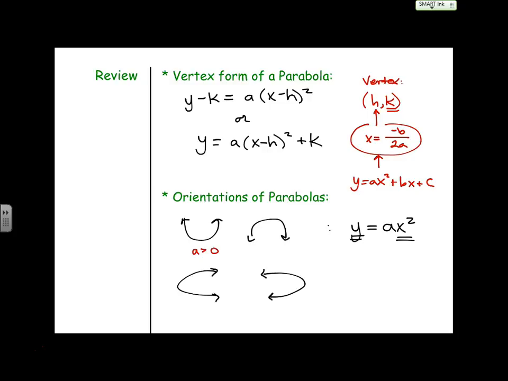And to be concave down like a frown, A needs to be negative. A negative person usually frowns. That's so sad. A positive person usually smiles. Okay. What's going to change to make it go right left? Because right left isn't even a function.